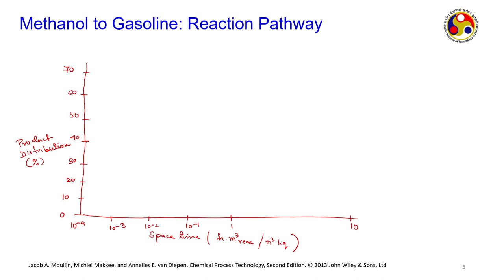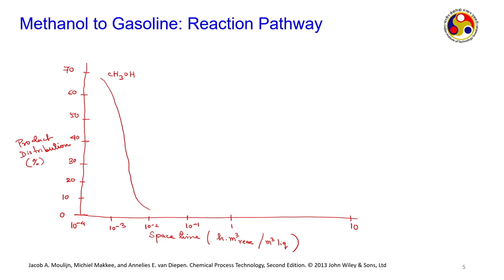So what are the different products? First, let's talk about methanol. This is the methanol curve. If I want to draw it, obviously it is getting consumed, so it will fall down like this. This is your methanol consumption. It is not processing any amount of methanol, it is just falling with respect to space time.